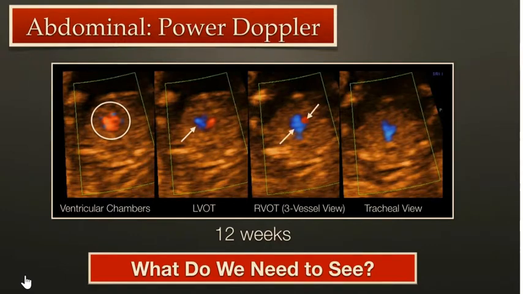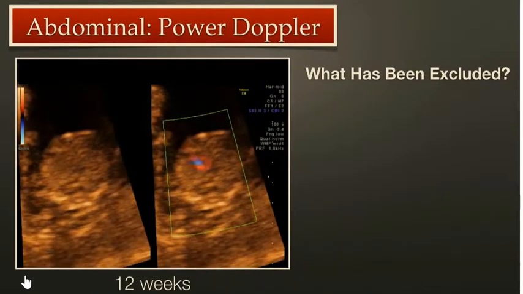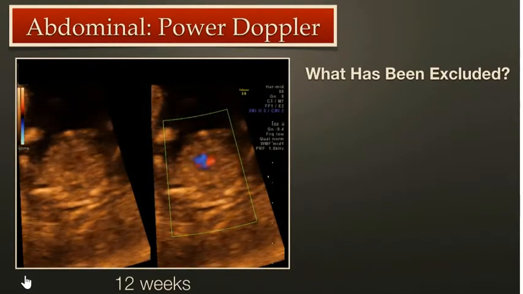The right ventricular outflow tract, represented by the 3-vessel view, demonstrates the main pulmonary artery and the ductus arteriosus and the short axis of the aorta. The tracheal view demonstrates the convergence of the ductus arteriosus and the transverse aortic arch as they enter the thoracic aorta. This clip demonstrates the images I just described.